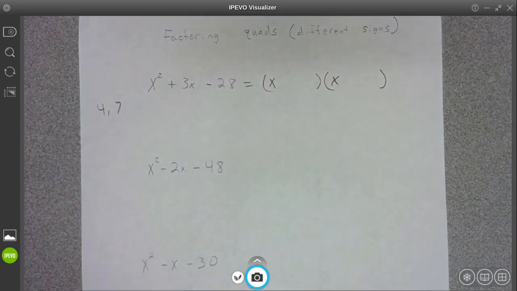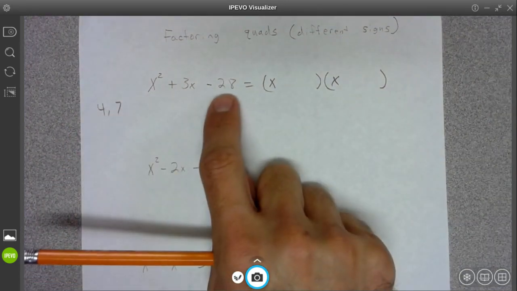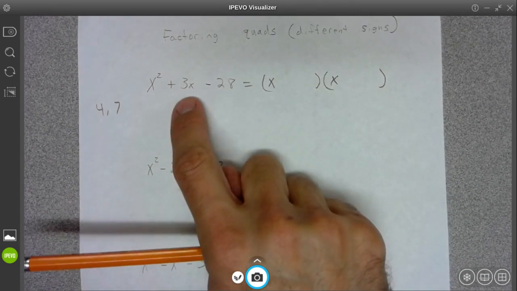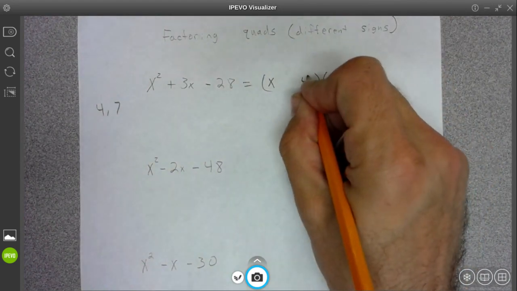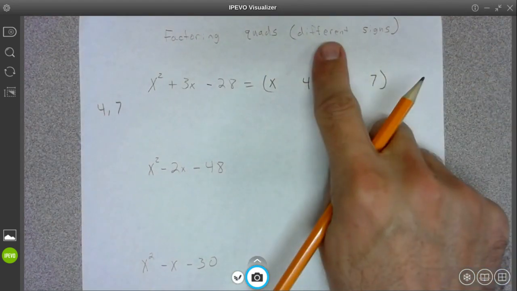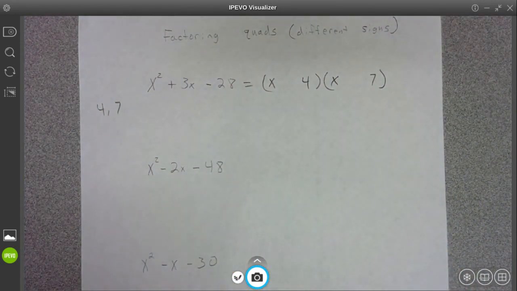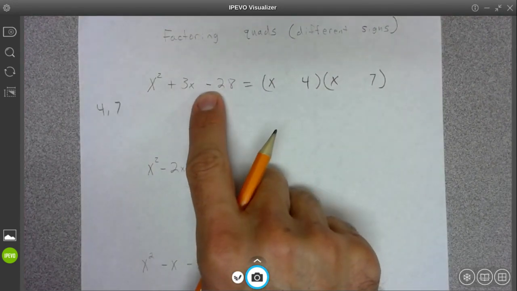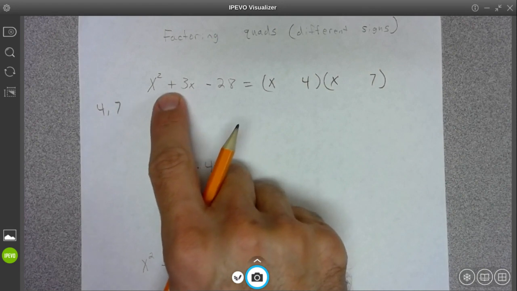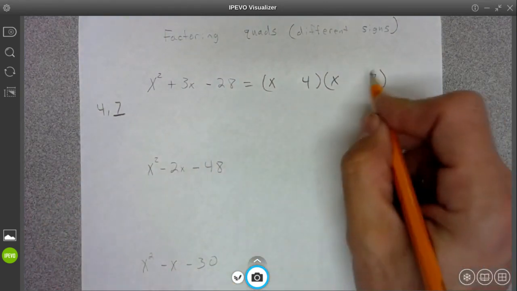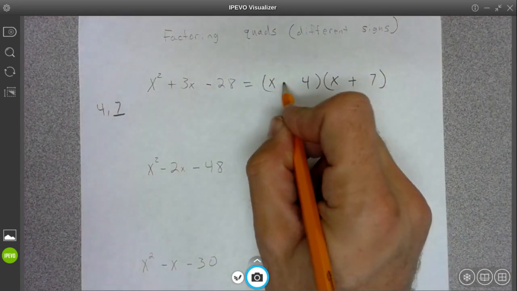These two numbers multiply to give us 28, and they subtract to give us 3. So I know it's a 4 and a 7. But because these are different signs, one of these will be plus and one will be minus. And it does matter which one, so you've got to choose correctly here. This tells us that they're different signs, and this tells us that the bigger number will be positive. So 7 is our bigger number. 7 is going to be positive, and the 4 will be minus.